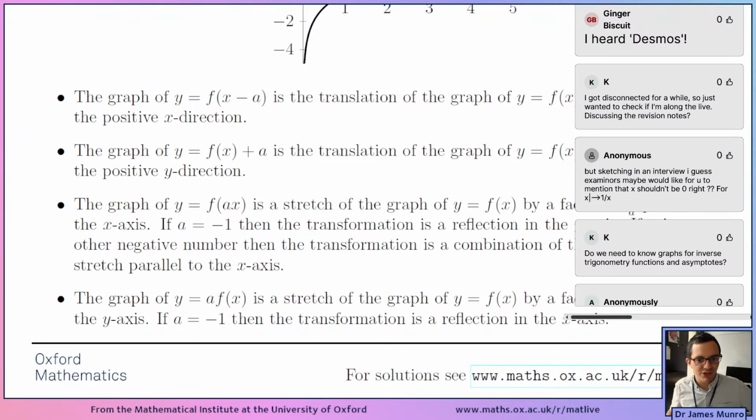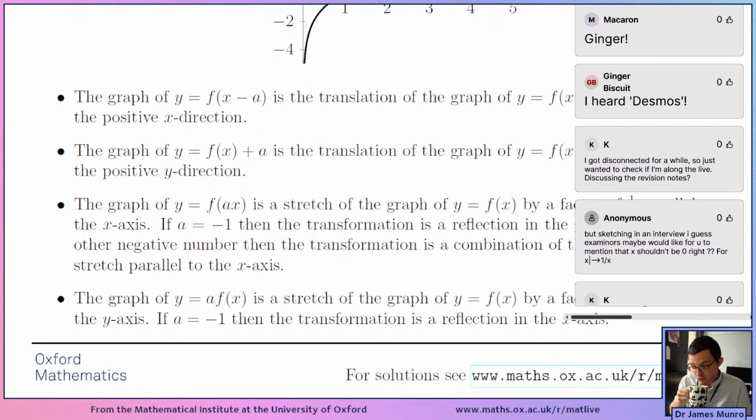Ginger Biscuit is here and has heard the word Desmos. Yes. So there's an anonymous person on chat who I was just talking to saying if you're talking about 1 over x, then you probably shouldn't put in 0. And if you're talking about the square root of x, you probably shouldn't put in negative numbers. These functions have a domain, which is not a word that's on our syllabus, but they have some numbers that you can put into the function, and some numbers that you can't.